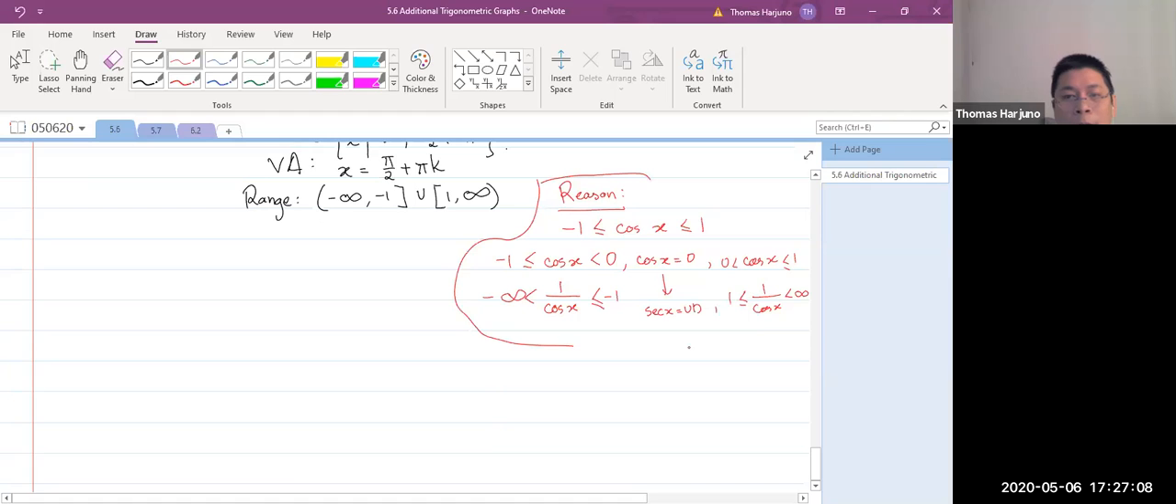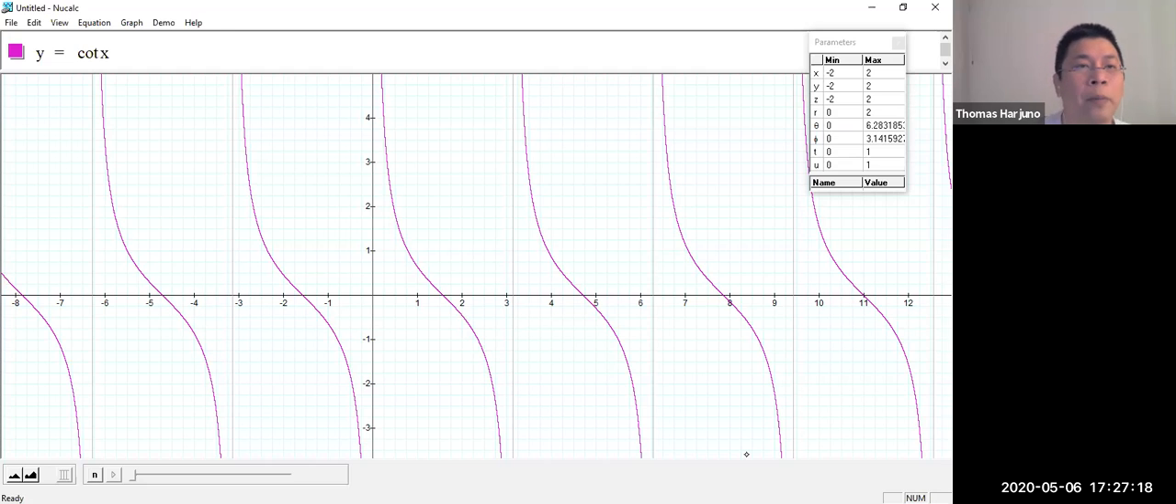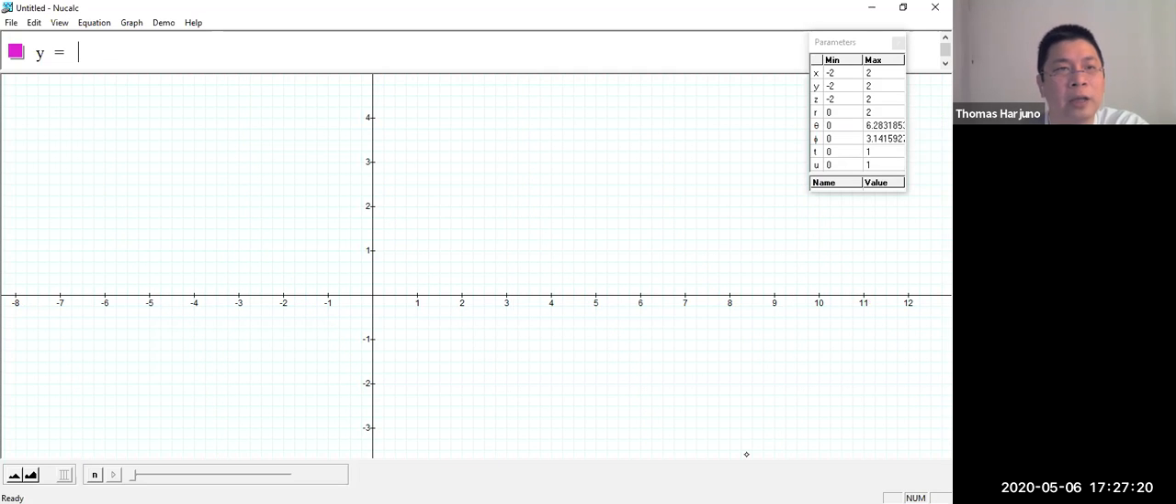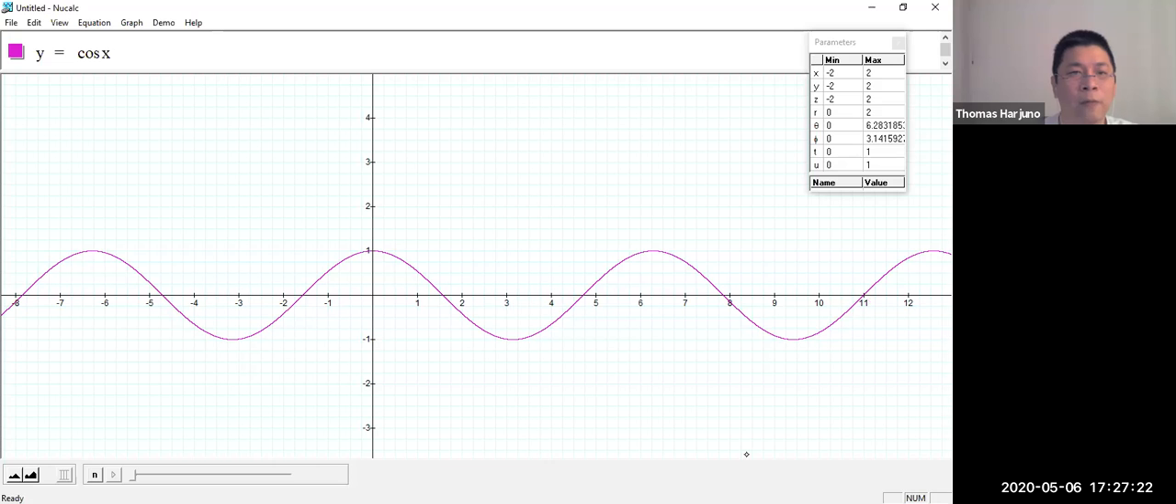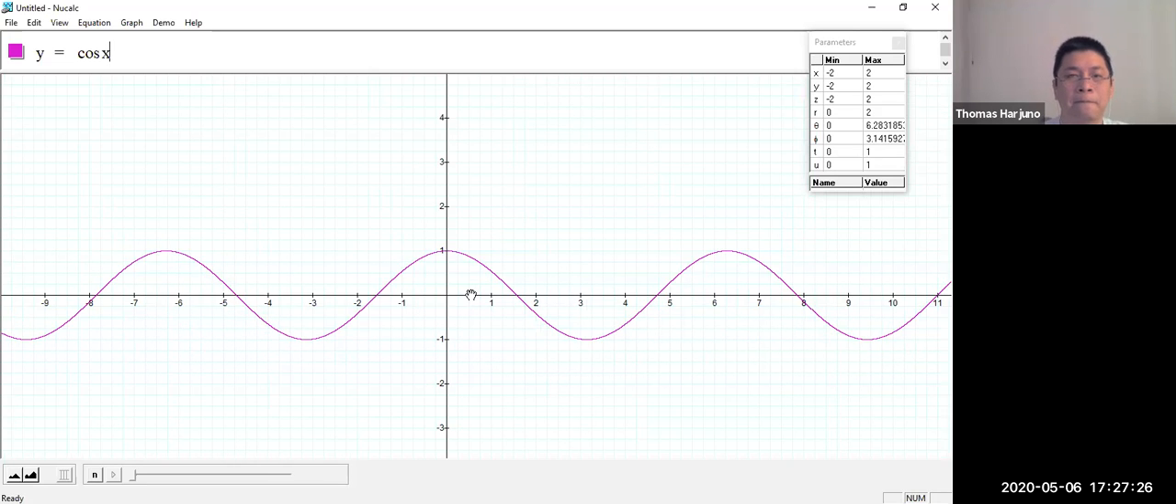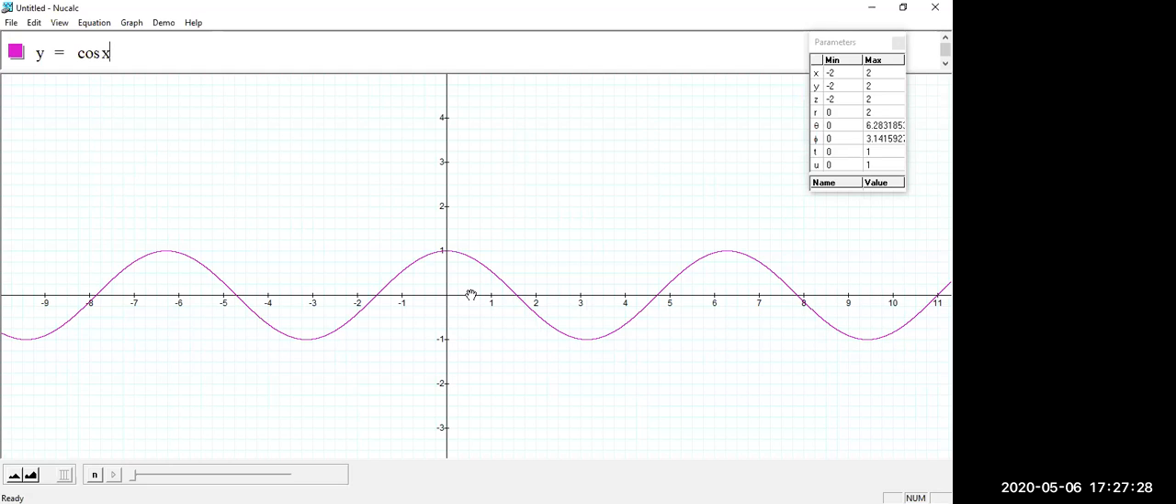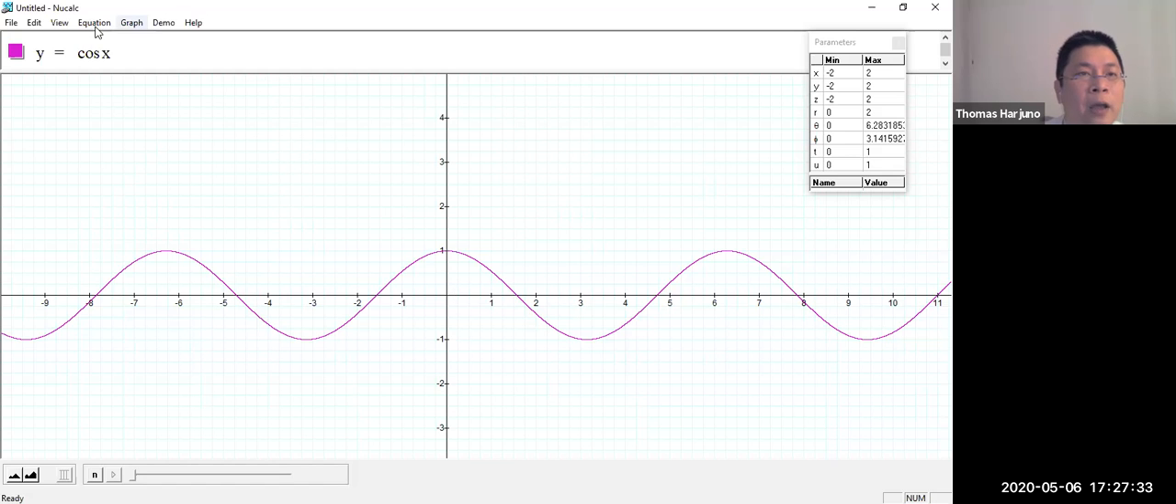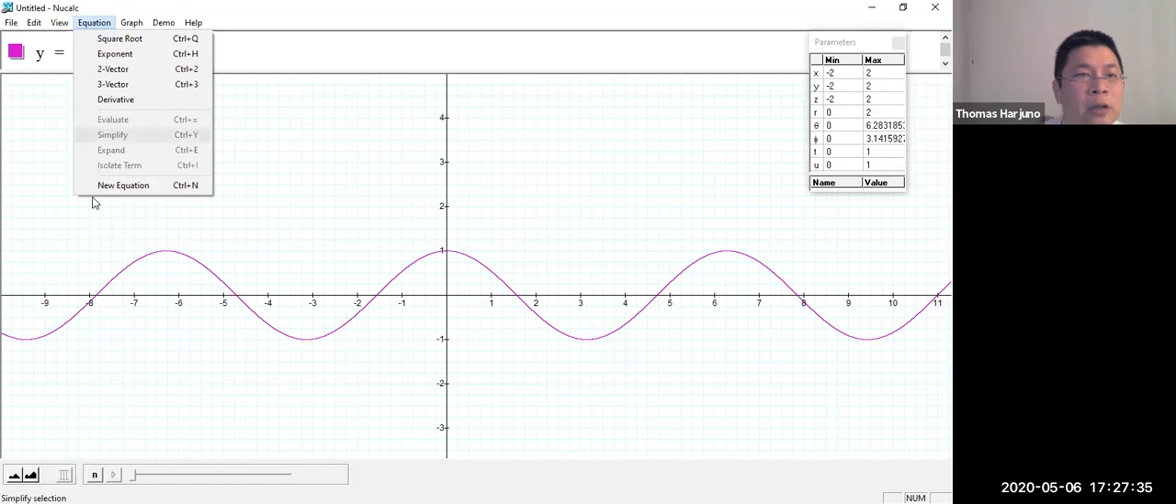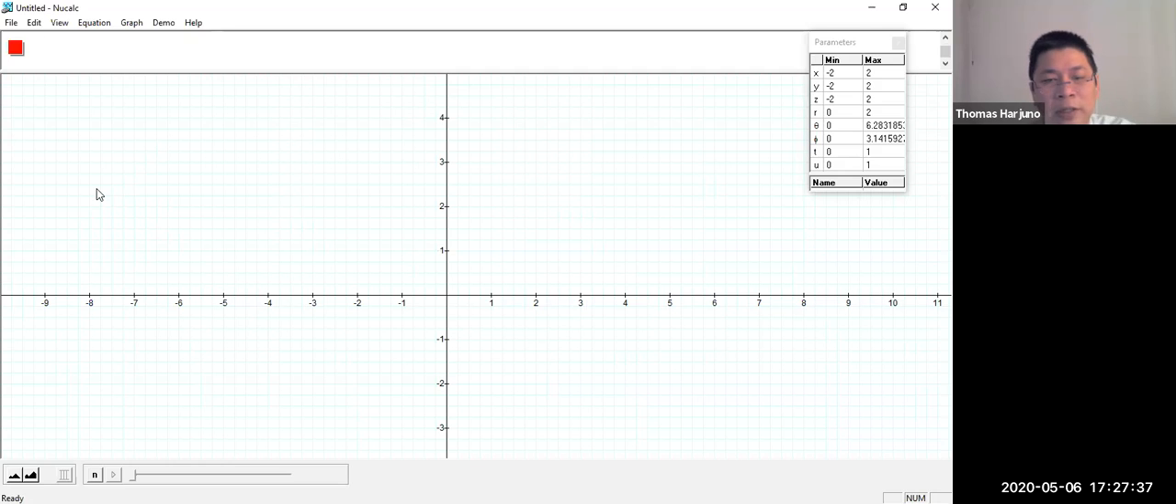A better point of view, in my opinion, is by looking at the graph. I want you to compare the graph of cosine x. That's the graph of cosine x. Are you with me on my software right now? Yes. Okay. Now I want you to see what happens if I graph secant x on the same plane.